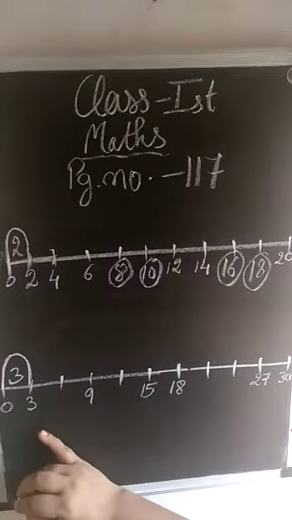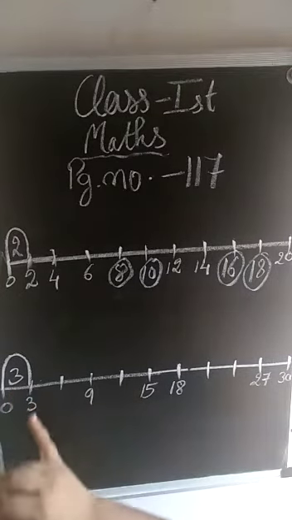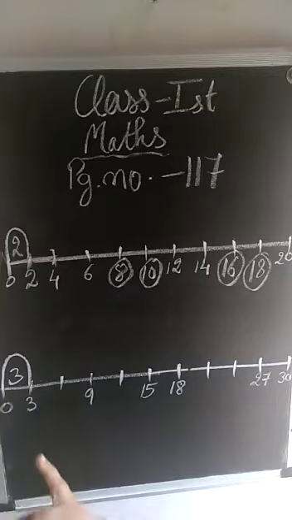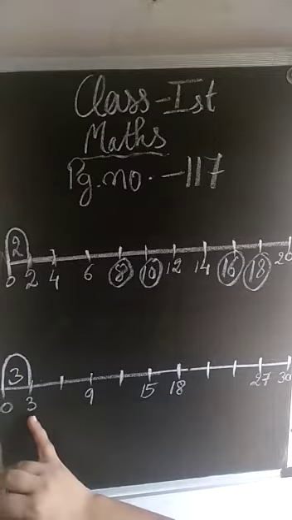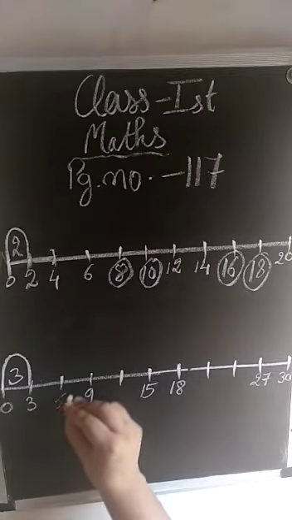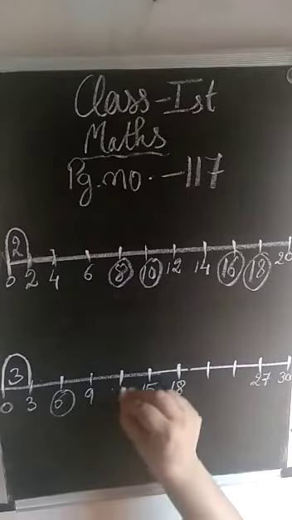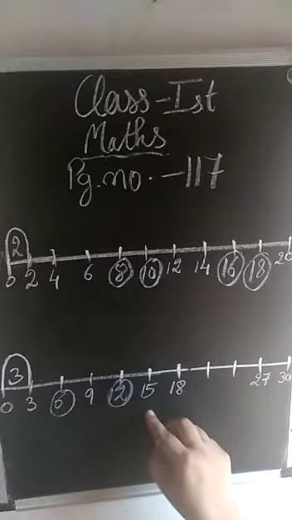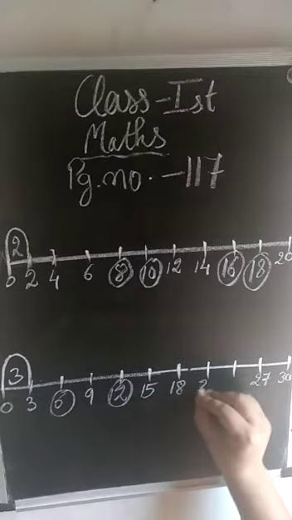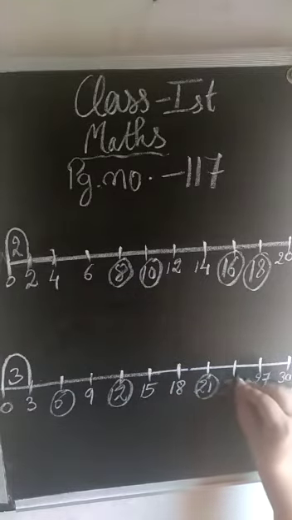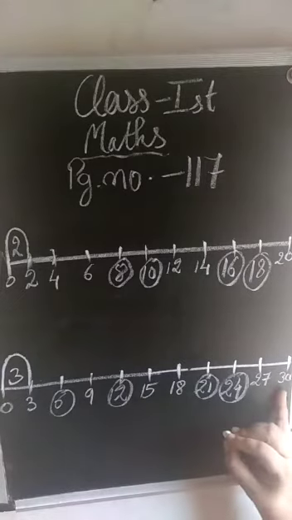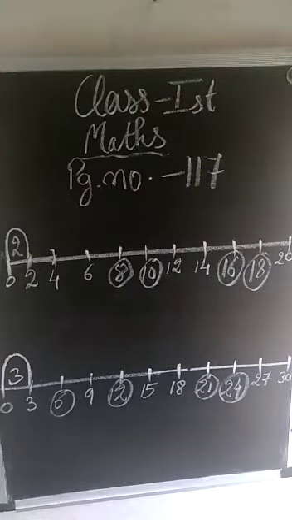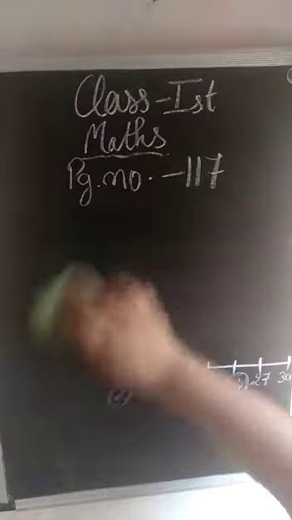On the second sum they had given 3 numbers in the interval, so that means we will say the table of 3. 3 1s are 3, 3 2s are 6, 3 3s are 9, 3 4s are 12, 3 5s are 15, 3 6s are 18, 3 7s are 21, 3 8s are 24, 3 9s are 27, and 3 10s are 30. So in this way we will finish the whole first sum of exercise 117.